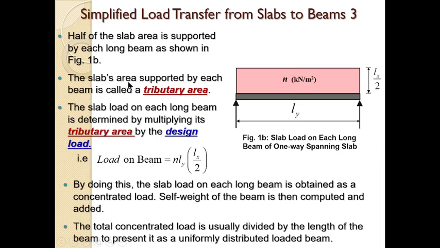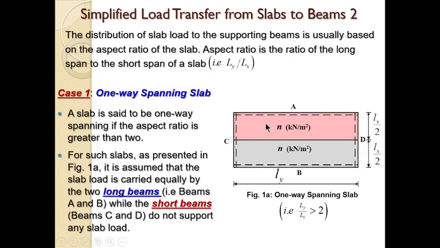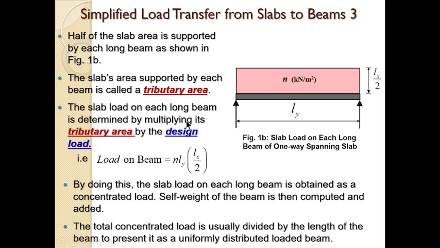So now the slab's area supported by each beam is called tributary area. So for this one, this is a tributary area supported by beam A. This is a tributary area supported by beam B. So the slab load on each long beam is determined by multiplying its tributary area by the design load. So then this is the one tributary area carried by this long beam.